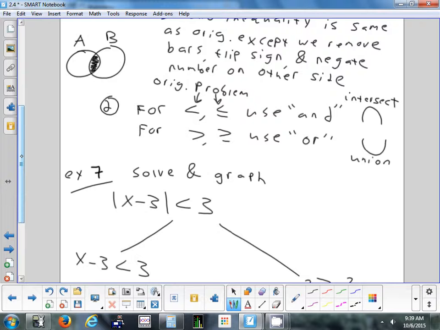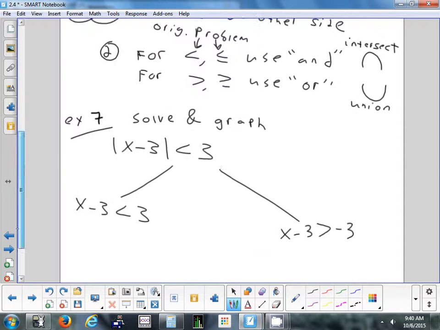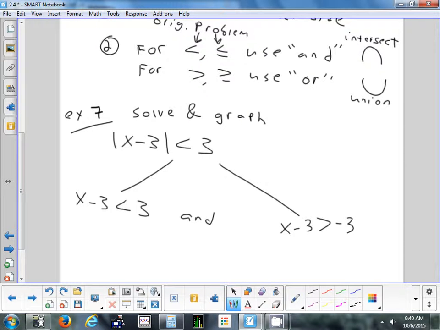And now look at the original problem. It had a less than. Is that an "and" or do we use "or"? Yeah, always go back to the very original problem. It was a less than, so use "and." Sometimes the way I try to help people remember that: less than is "and." If you can remember the word "land," less than is and, land. I don't know if that helps, but okay.